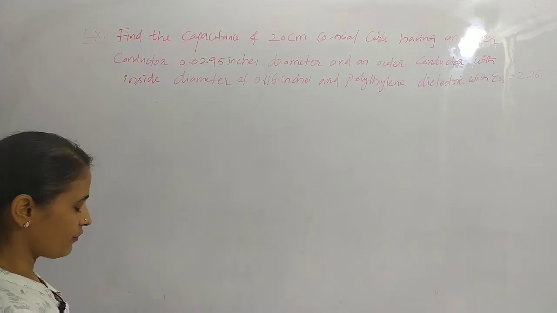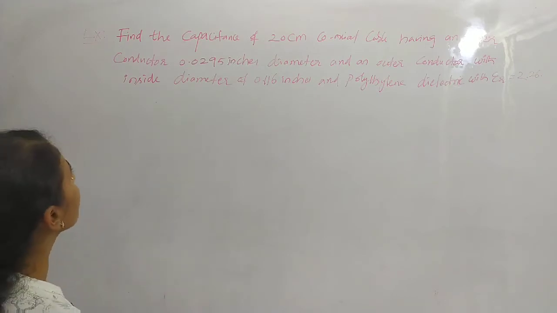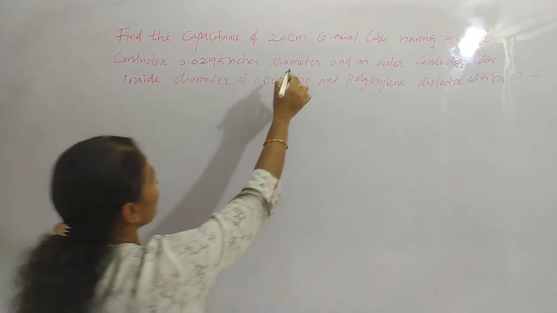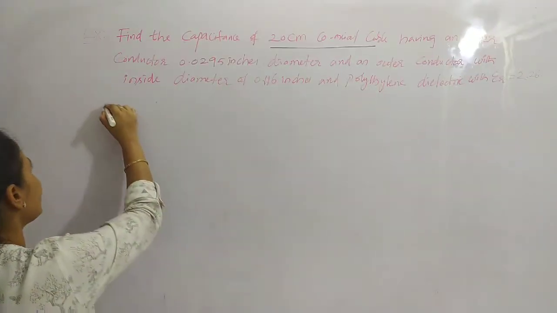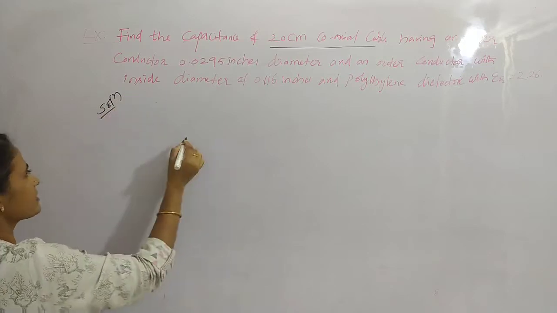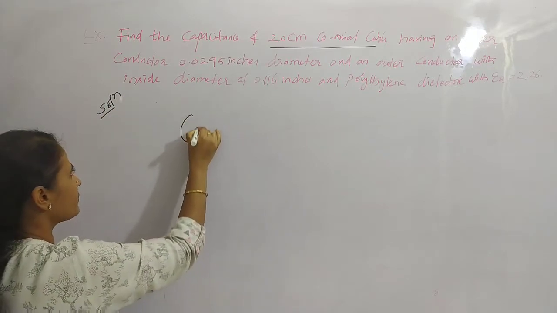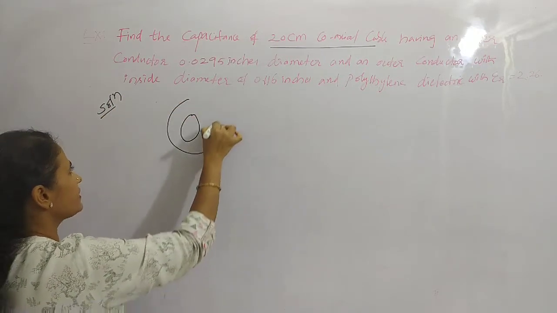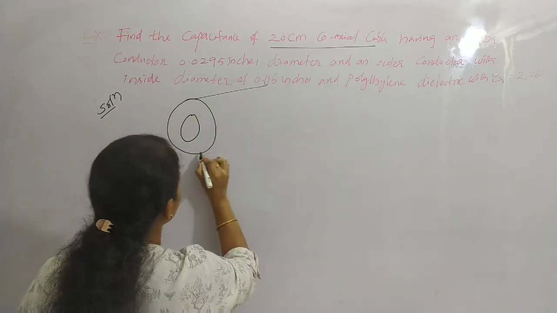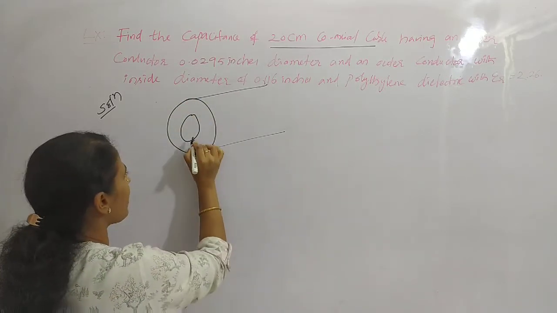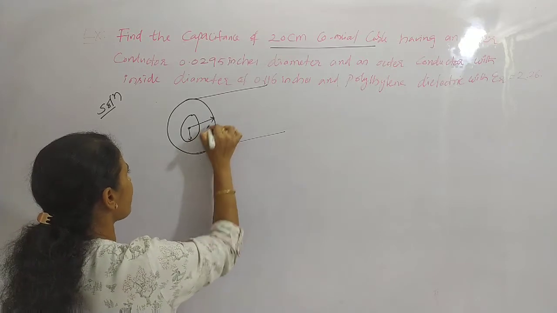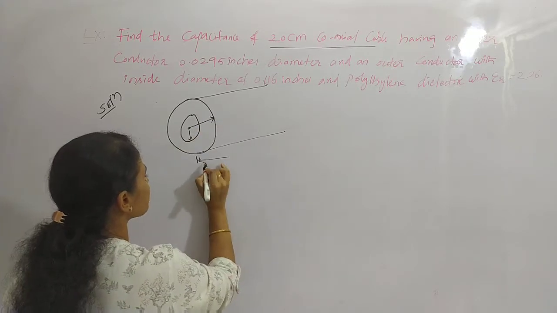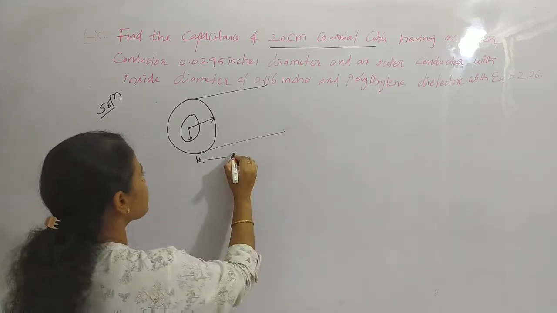So here the question is, find the capacitance of a 20 centimeters coaxial cable. So the length of the coaxial cable is given. How does the coaxial cable look like? There is an inner conductor and an outer conductor having some length. This is the inner one, this is the outer one. The length of this conductor is given as 20 centimeters.